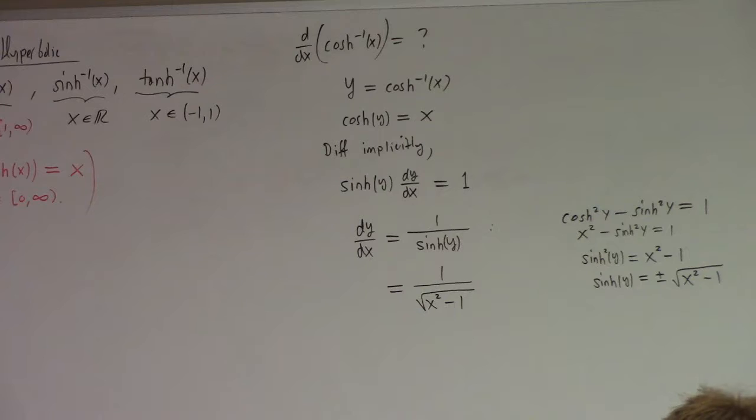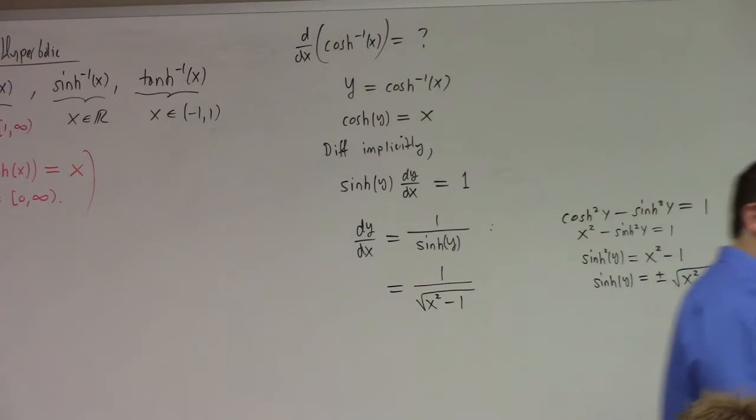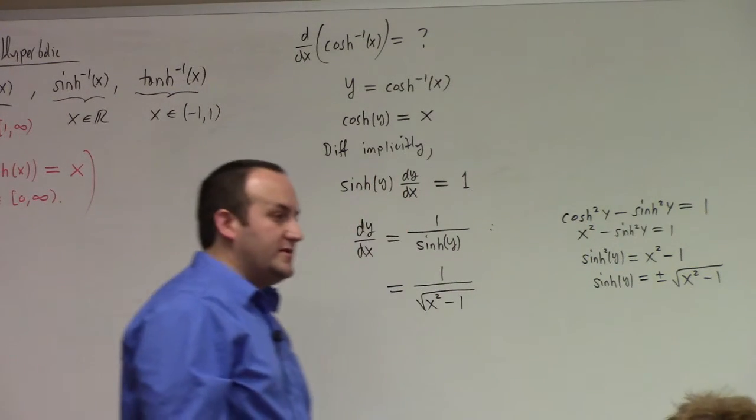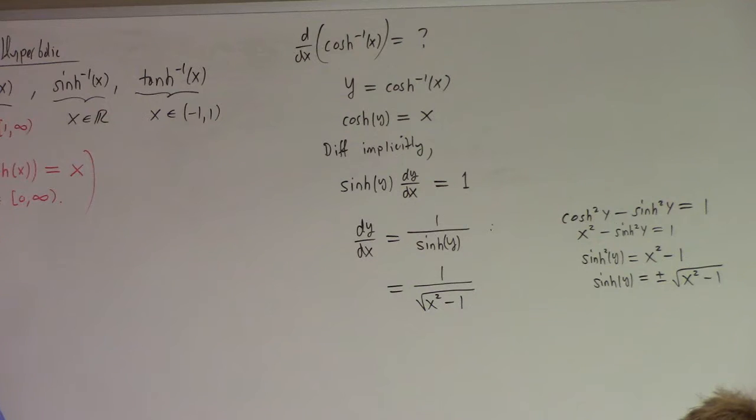Because the hyperbolic cosine is increasing, right, on the red part where we're defining this to be the inverse function for. It's increasing here, so it's got a positive derivative, so I have to choose the plus for this formula, according to our choice of definition for inverse hyperbolic cosine. And there you have it.